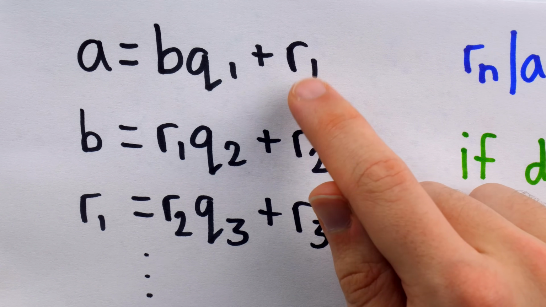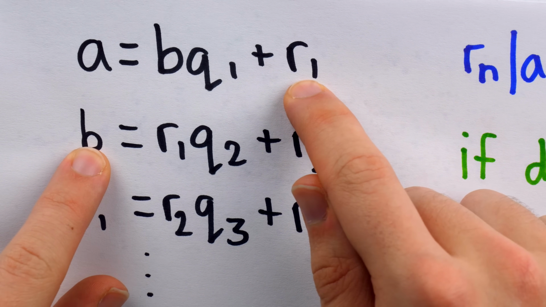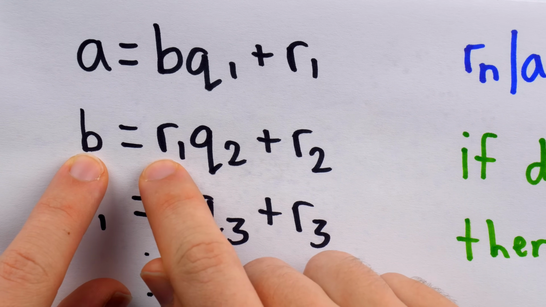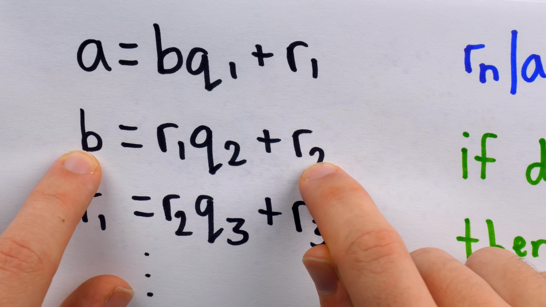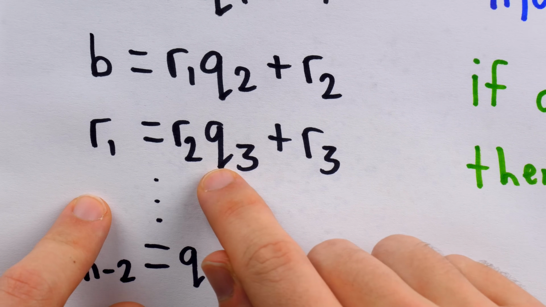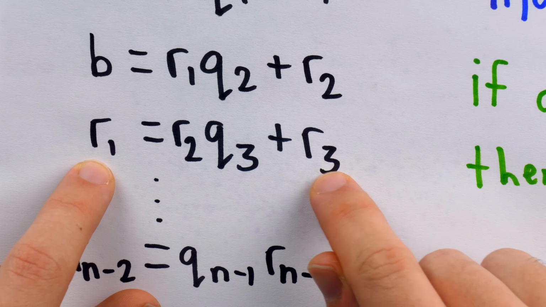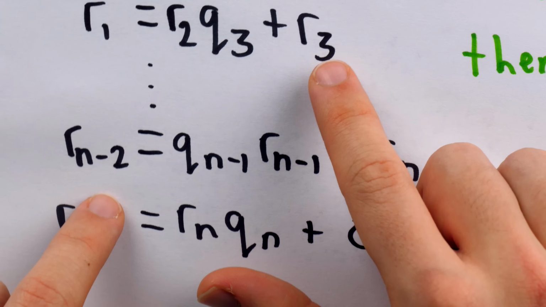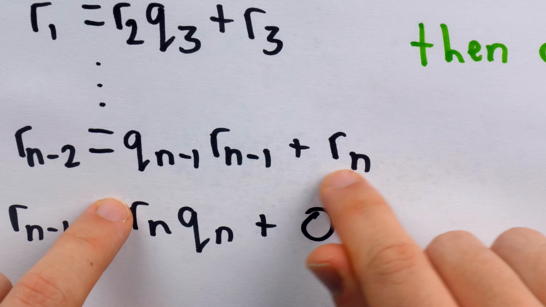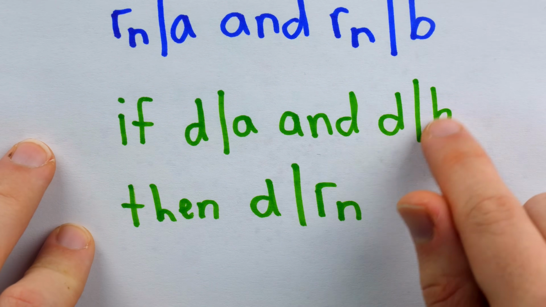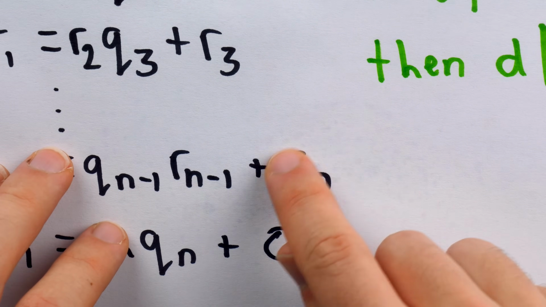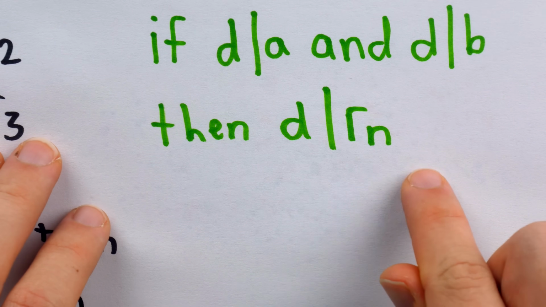But then we have that D divides both R1 and B, and so looking at this equation, if D goes into this number and this number, it must go into this number, R2. Then, if D goes into R2 and R1, it must go into R3. The logic continues, of course, until we get that D must go into Rn. So indeed, if any number divides both A and B, then it must divide this last non-zero remainder, Rn.